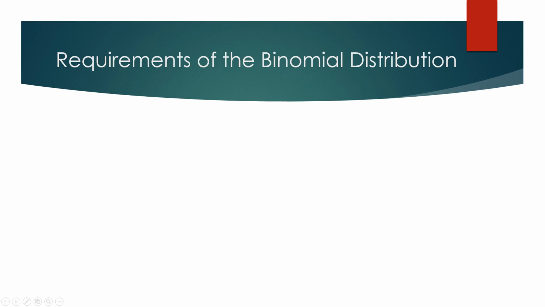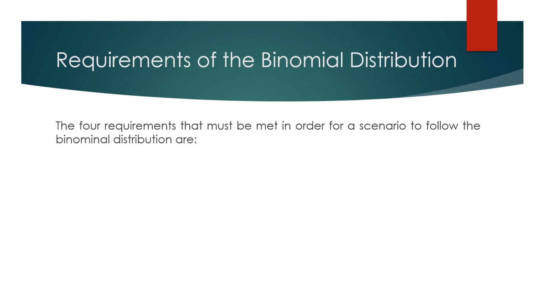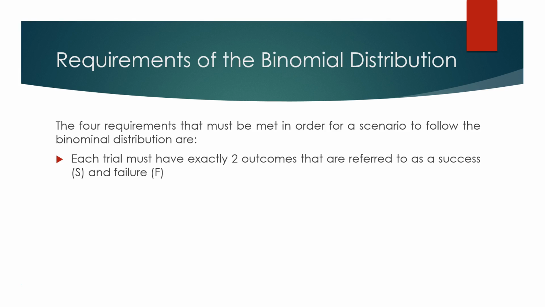There are 4 requirements that must be met in order for a scenario to meet the binomial distribution. One way that you can think about these 4 requirements is with the acronym BINS, B-I-N-S. So the first requirement is that there must be exactly 2 outcomes. And when you think of binomial, bi is the prefix meaning 2. So exactly 2 outcomes means that there should be 2 outcomes. So B for binary. So the 2 outcomes are typically referred to as a success and a failure.